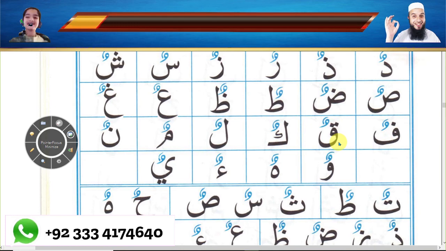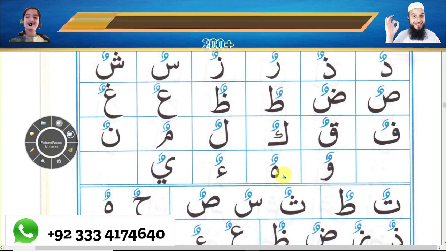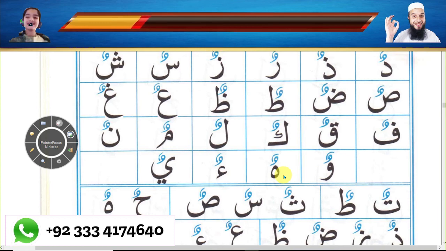Qaf to pesh gun. Kaf to pesh gun. Lam to pesh lun. Meem to pesh mun. Noon to pesh nun. Waw to pesh wun. Ha to pesh hun. Hamza to pesh un. Ya to pesh yun. Brilliant. You are a genius.